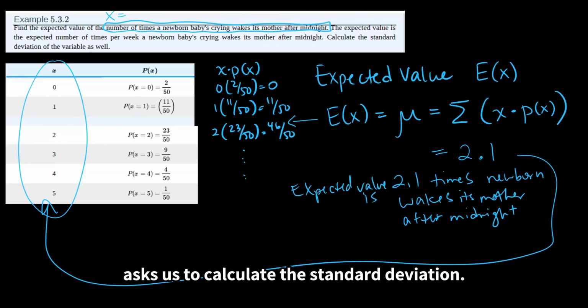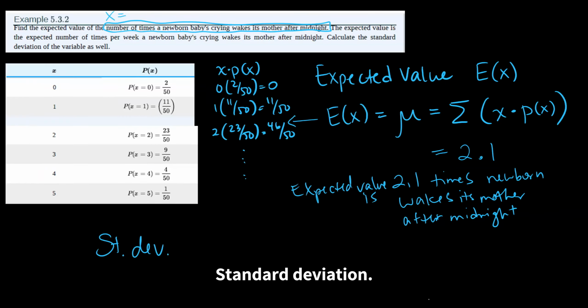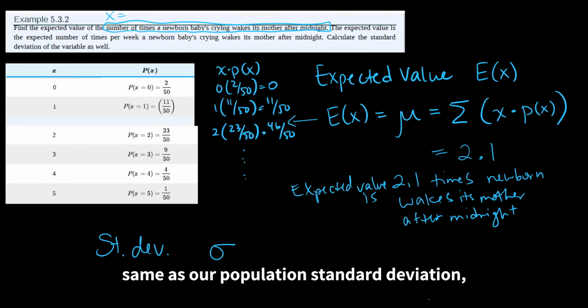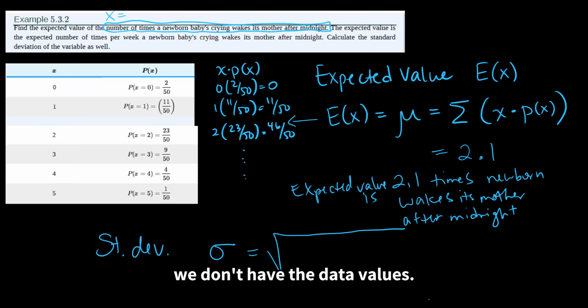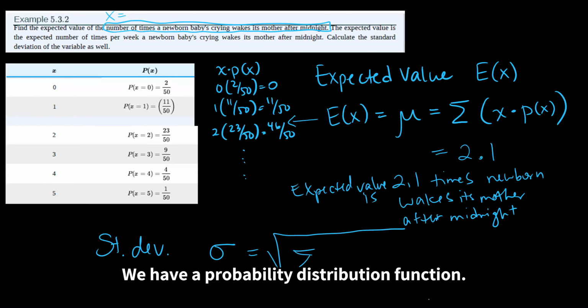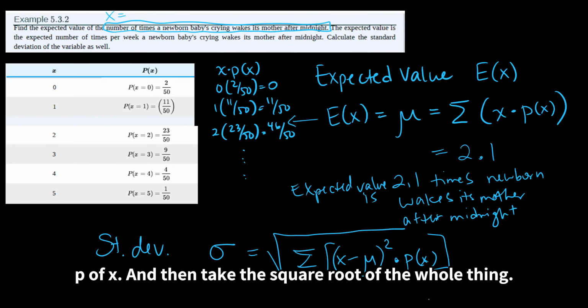This same example asks us to calculate the standard deviation. So let's write down standard deviation. We're going to give it the sigma, same as our population standard deviation. But our calculation for sigma is going to be different because, again, we don't have the data values. We have a probability distribution function. We are going to sum x minus mu squared times p of x and then take the square root of the whole thing.